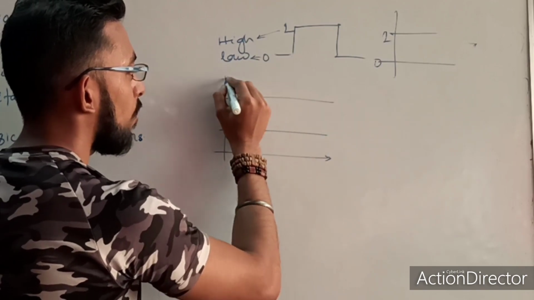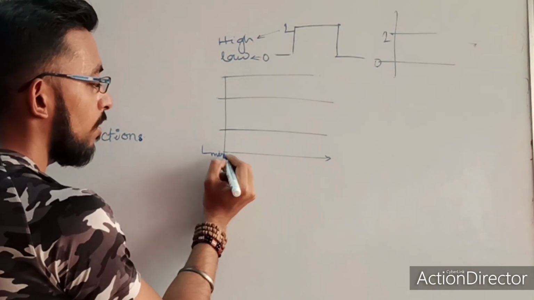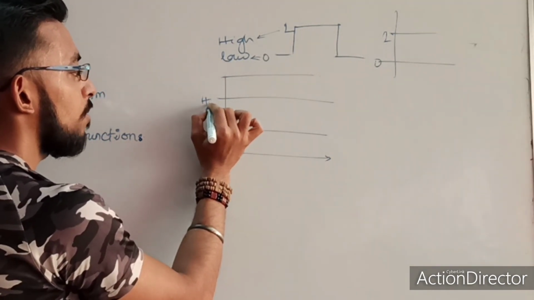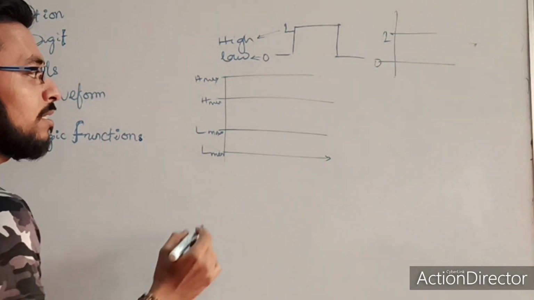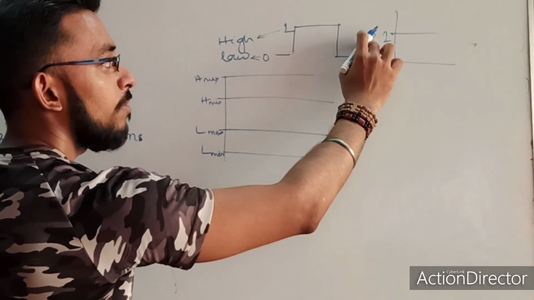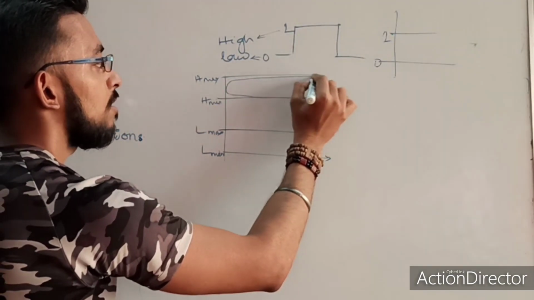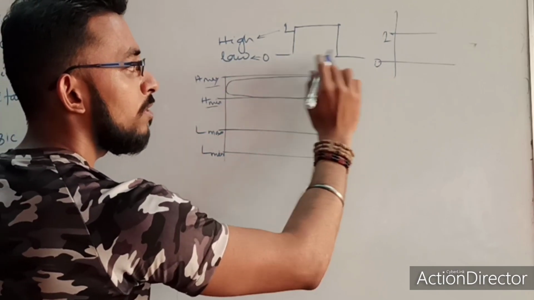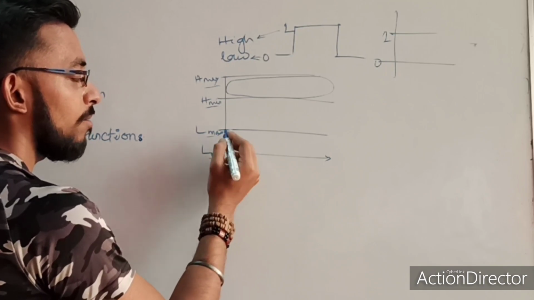For the practical case, there is a range for both high and low. This is the low level with a minimum value. This is the low level for a maximum value. This is the high level for a minimum value. And this is the high level for a maximum value. It means my high level is not only for one, it will be within a range from H min to H max. My low level is not zero, but for practical, it has a range from L min to L max.